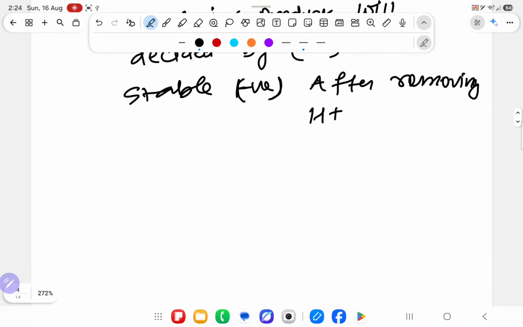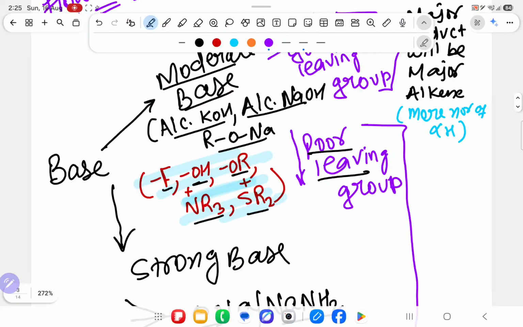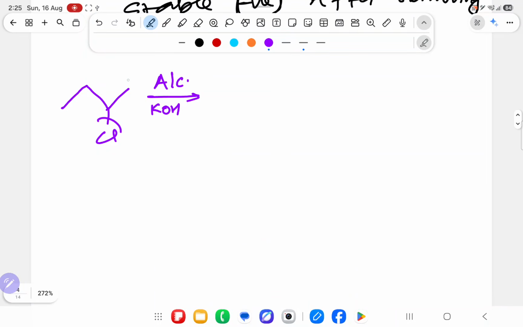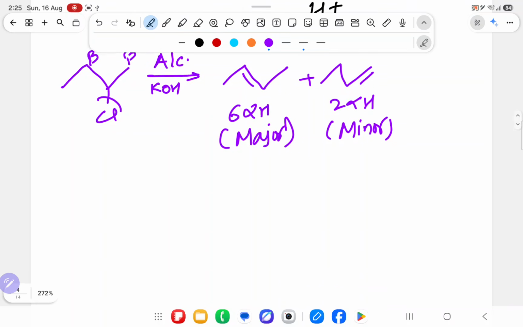Suppose I take one example. Just see it. This flow chart is very important. Over here there is Cl, and I have taken alcoholic KOH. Check: alcoholic KOH is a moderate base and Cl is not a poor leaving group. Then you will remove this Cl. This will become beta, and this will become beta, one and two. This has 6 alpha hydrogens, this has 2 alpha hydrogens. This is the simple major, this is the simple minor. Any problem? No sir. Okay.